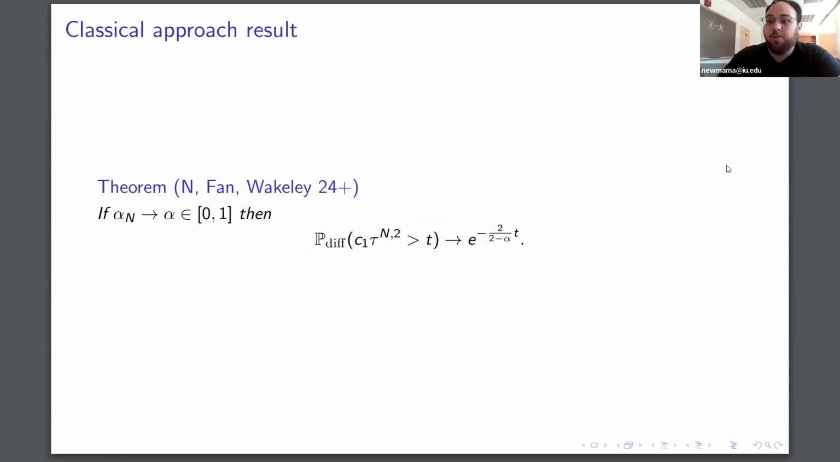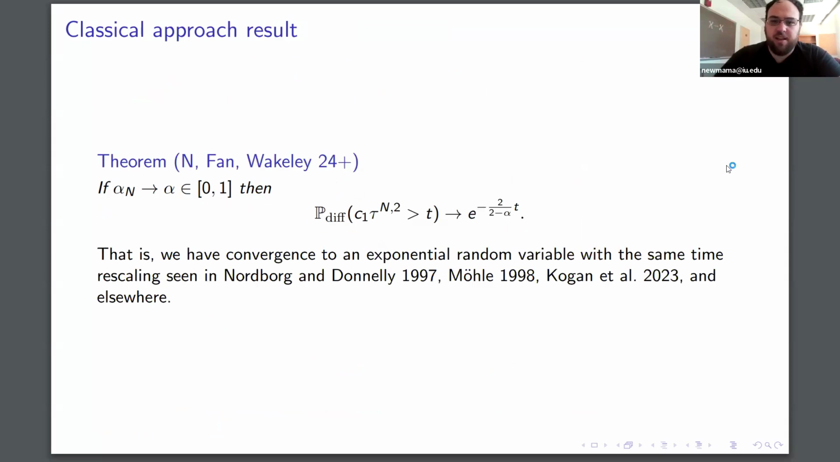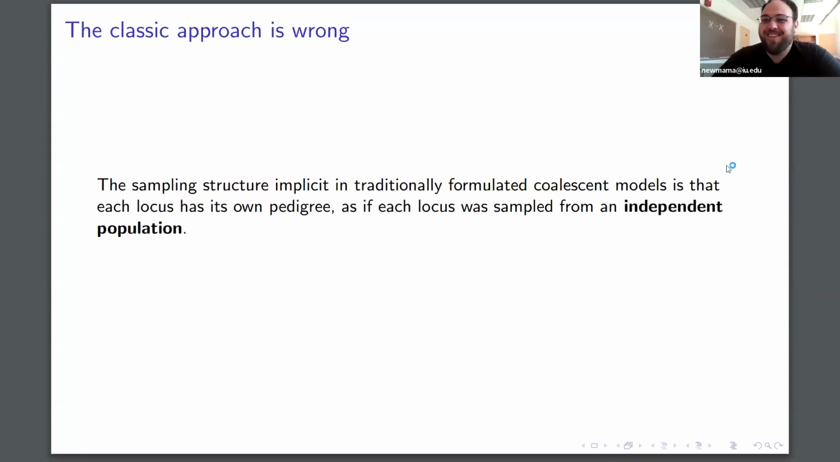Then the limiting distribution, when you sample from two distinct individuals, is just an exponential with time rescaled in this way. And this time rescaling, 2 over 2 minus alpha, has appeared in the literature in a number of different places. Appeared in Pollock, Nordborg and Donnelly, Mollet, recently in Kogan et al., and elsewhere, not only in the context of selfing, but also in the context of recombination. Right. So, but this is wrong.